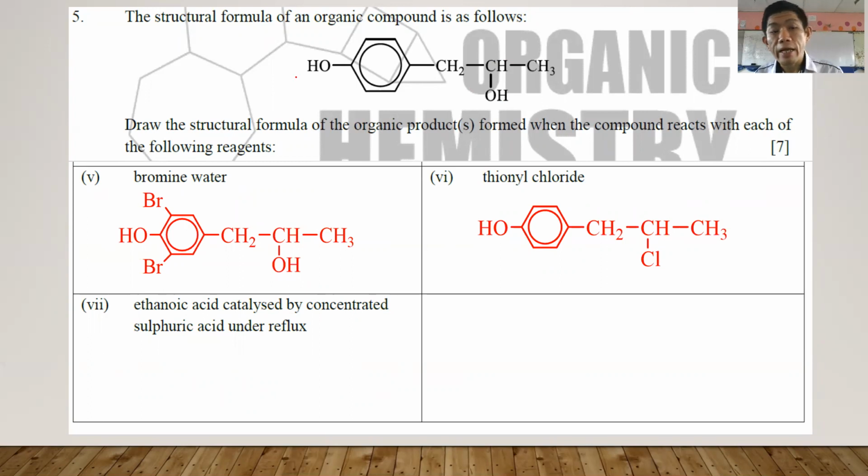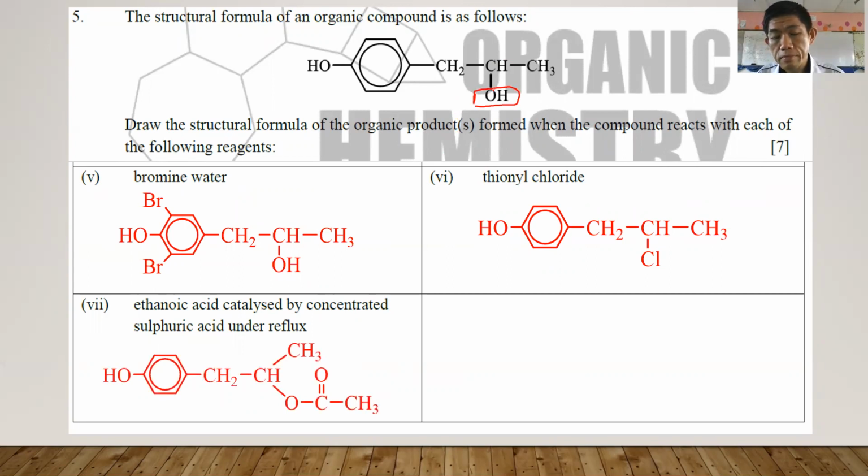Okay. And last but not least, ethanoic acid catalyzed by concentrated sulfuric acid under reflux. This is actually used to test the chemical presence of this group. You form an ester from the alcohol in here. Okay, so your expected answer is supposed to be like this. With that, that is all for question number 5.